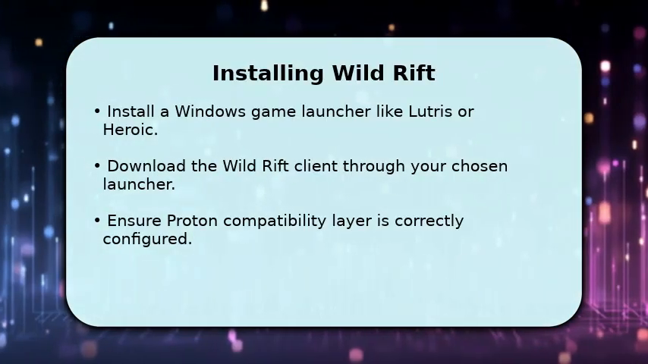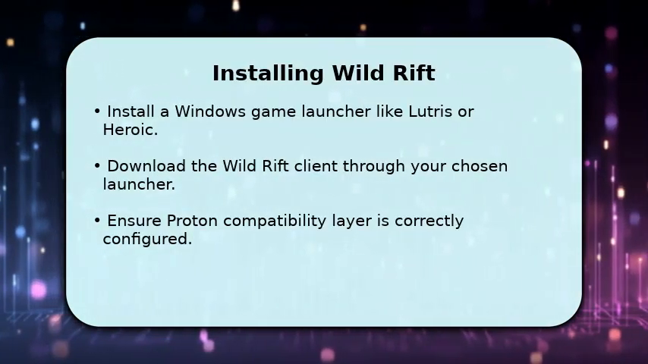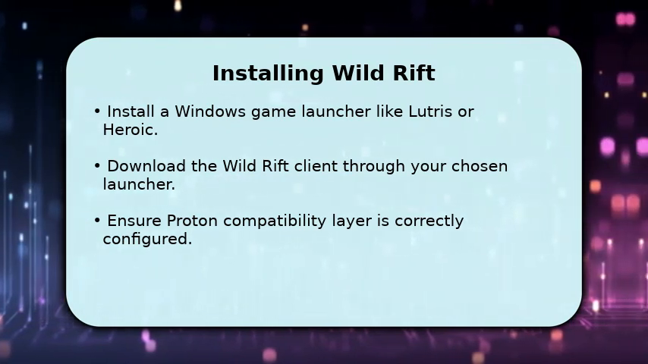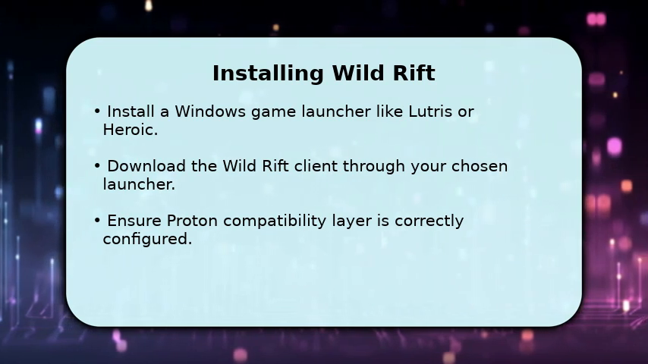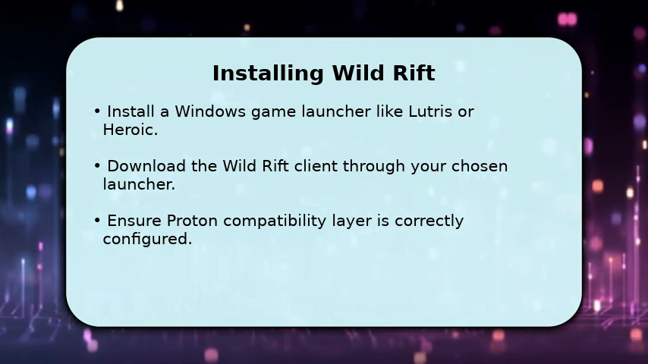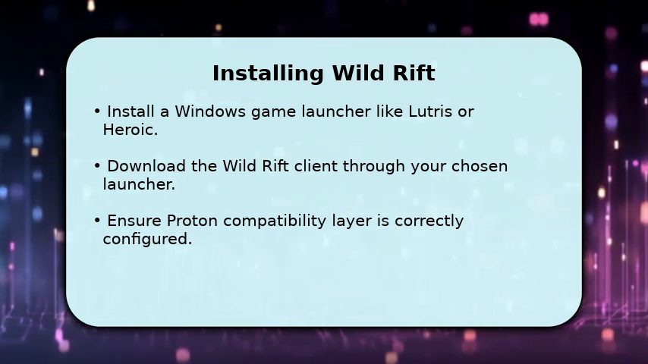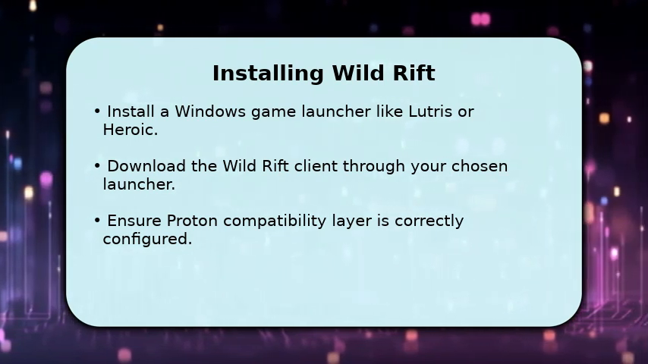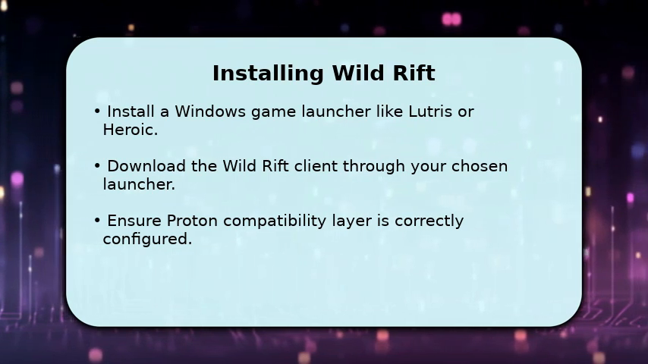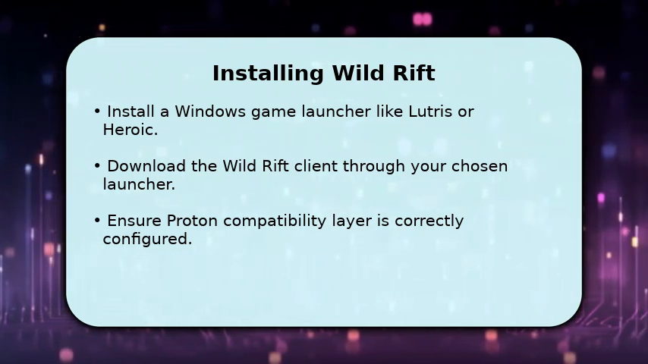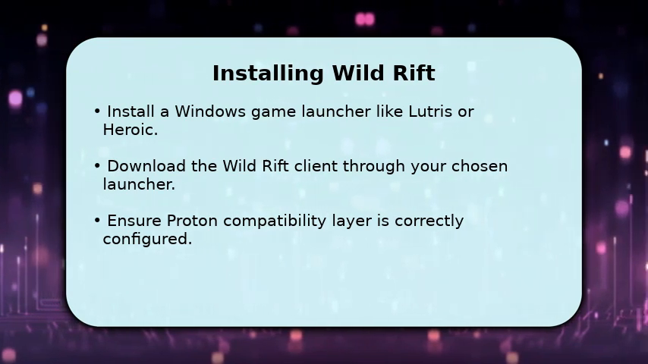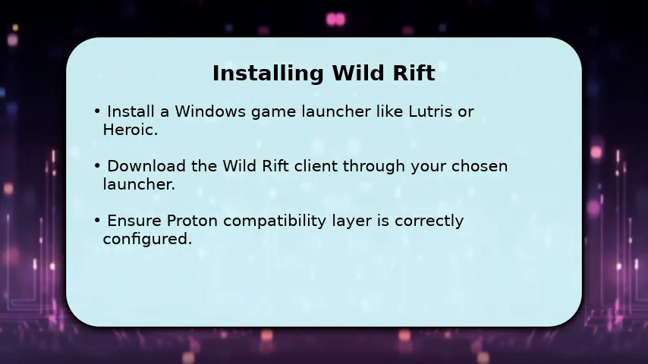To begin, install a Windows game launcher such as Lutris or the Heroic Games launcher onto your Steam Deck. These tools allow you to manage and run Windows-based games. Once installed, use your chosen launcher to download the Wild Rift client. Remember to ensure the Proton compatibility layer is properly set up for smooth operation. Verifying game files post-installation helps prevent common errors.